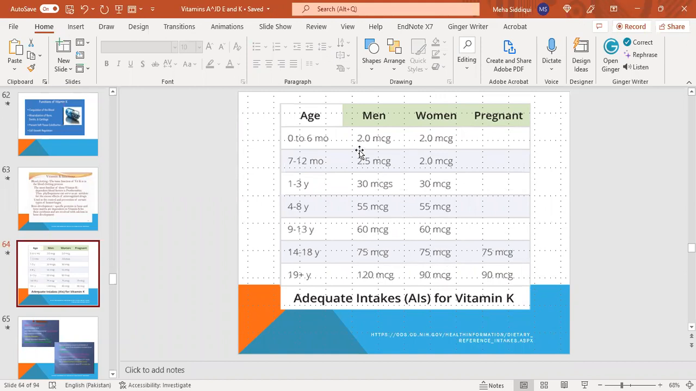For 0 to 6 months of age, equal doses are recommended, that is 2 micrograms in men and also 2 micrograms in females. For 9 to 13 years of age, it is given as 60 micrograms in men and also 60 micrograms in women. While for age group 19 plus, it is given as 120 micrograms in men and 90 micrograms in women. And for pregnant women, it is given as 90 micrograms.